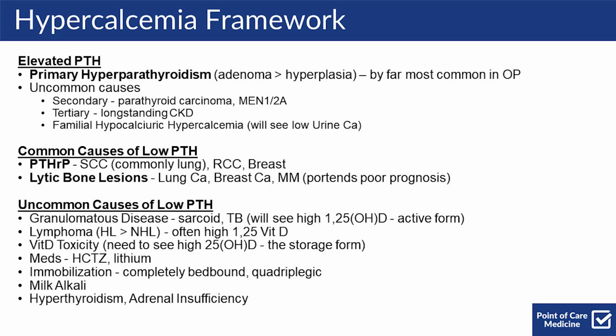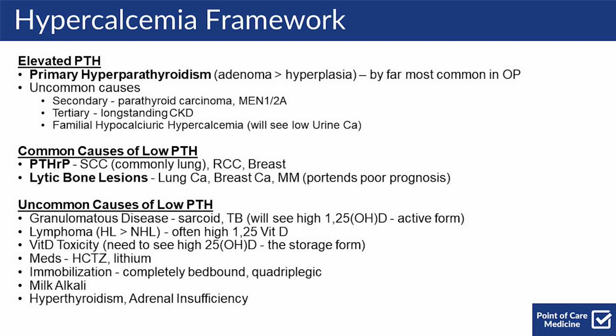Uncommon causes of a low parathyroid hormone include things like granulomatous disease, which includes sarcoid and TB. One of the ways that you'll tell that this might be what's going on is if you see a high calcitriol, or the 1,25-OH vitamin D, which is the active form of vitamin D. And the other causes are lymphomas. Hodgkin's lymphoma is more likely to cause hypercalcemia instead of non-Hodgkin's lymphoma. And again, it's often driven by the active form of vitamin D.